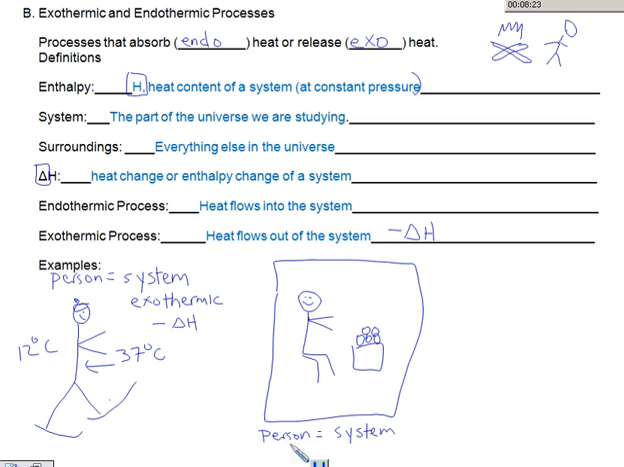So in this case, the person is picking up heat. So the person is endothermic. They're picking up heat from their surroundings. Now, since they're picking up heat from their surroundings, they're gaining heat. So it's actually a positive delta H. So an endothermic process has a positive delta H.